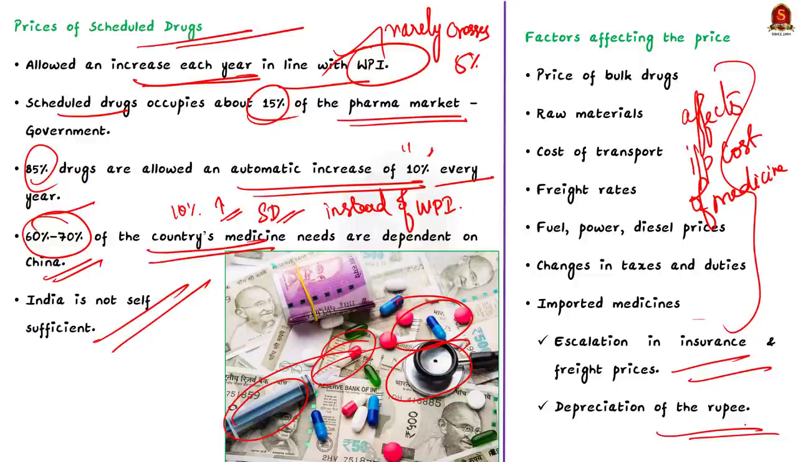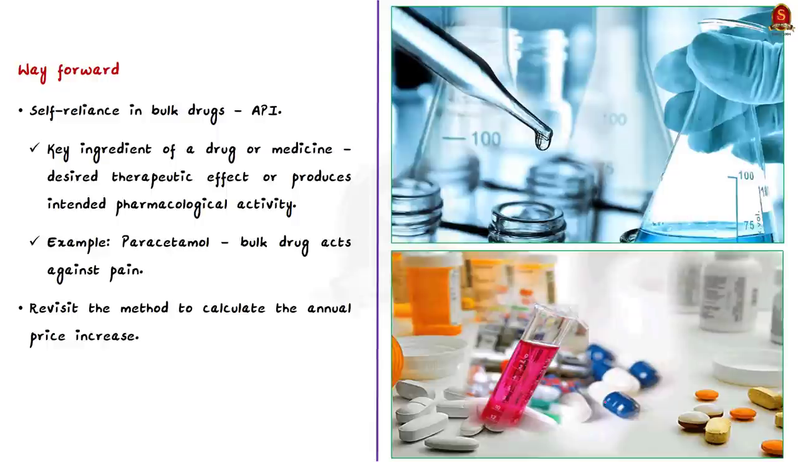So, what can be done to address this price rise? See, first of all, India should be self-reliant. Self-reliance for India means self-reliance in bulk drugs and chemicals or intermediates that go into making of that drug. See, a bulk drug is nothing but an active pharmaceutical ingredient, that is API.